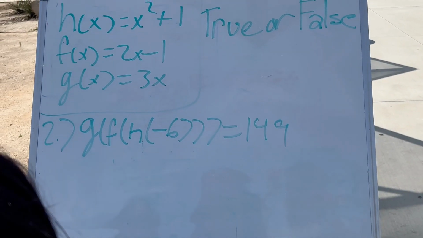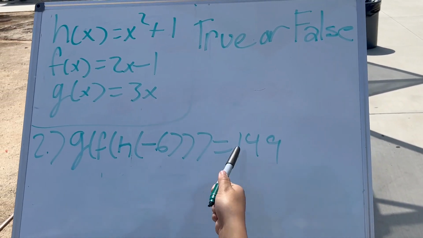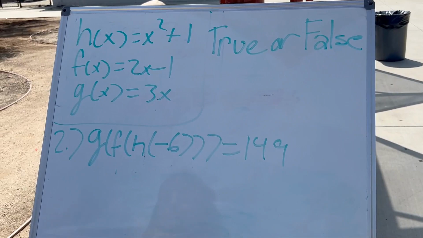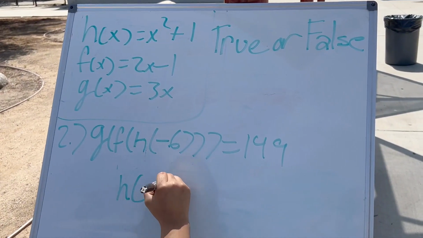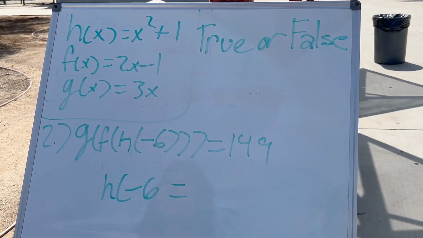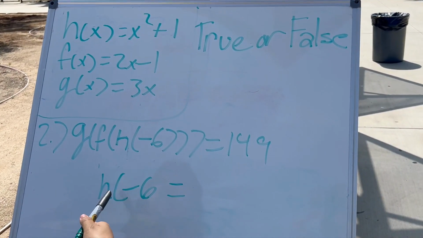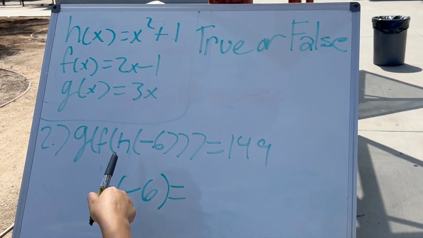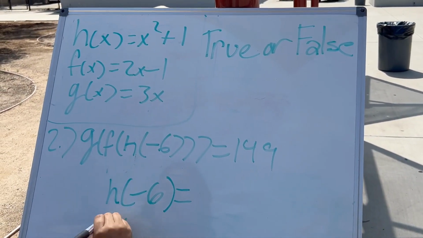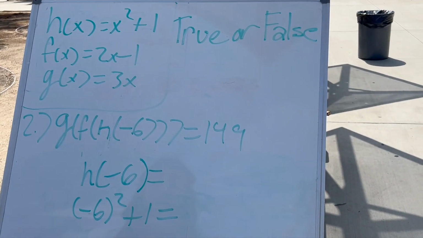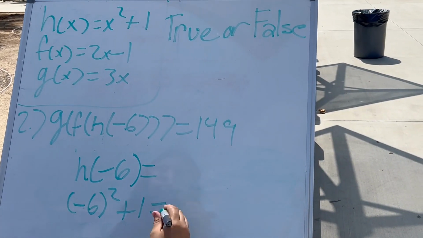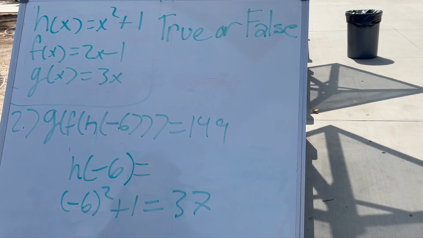Alright, we are doing question number 2, and we're going to see if all of this equals this, if it is true or false. So first we're going to start with h of negative 6. So we're going to take h of negative 6 and see what it equals. So we're going to sub in negative 6 for the x. So it'll be negative 6 squared plus 1 equals negative 6 times negative 6, 36 plus 1 equals 37.